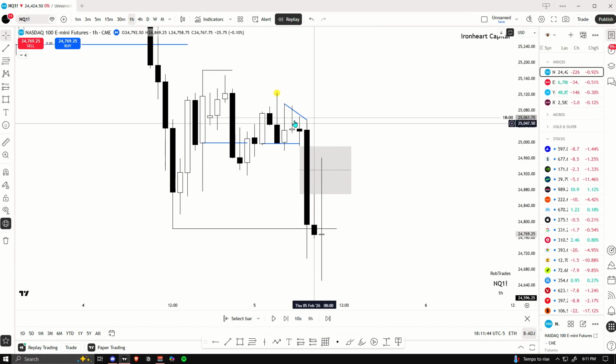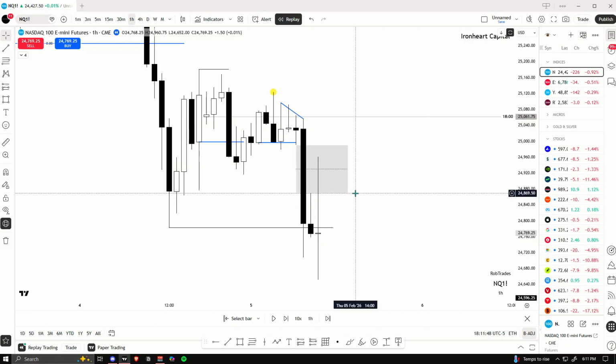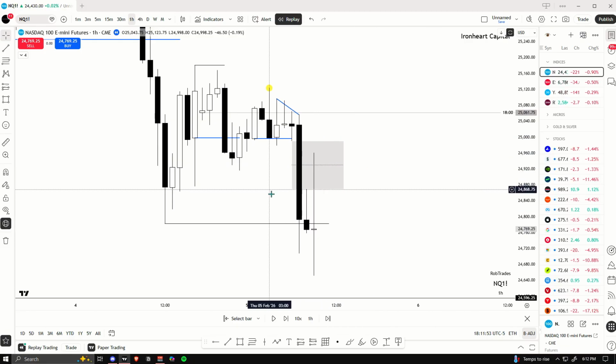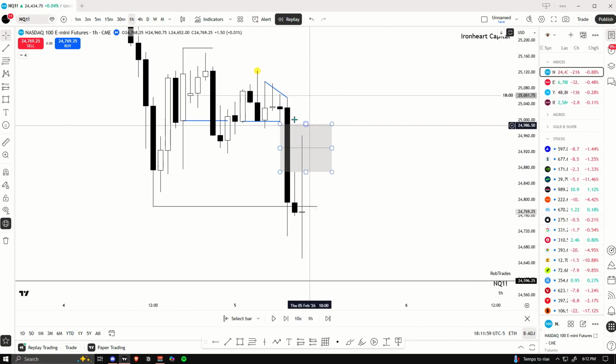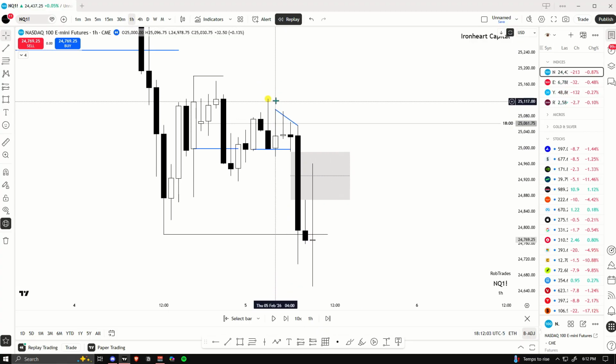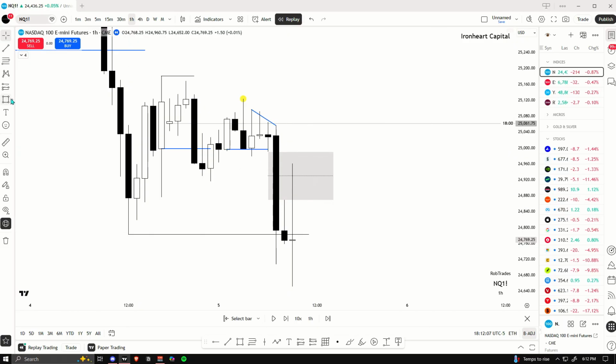Now I'm expecting this hourly fair value gap to hold price. And I was a little riskier on my entry today, but I did not want to see price have a deep retracement. I did not want to see this hourly fair value gap not hold. I didn't want to see a retracement into these highs, or close to these highs. That's why I took my entry where I did.